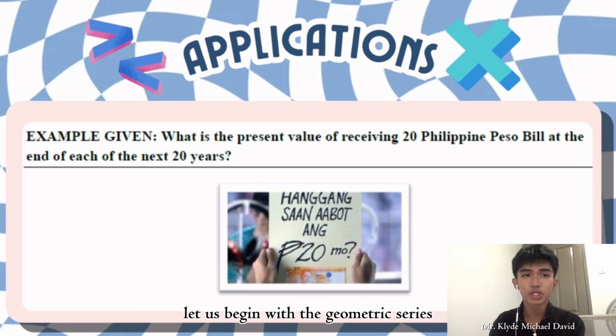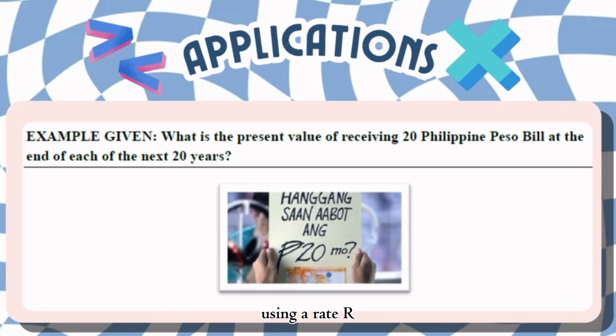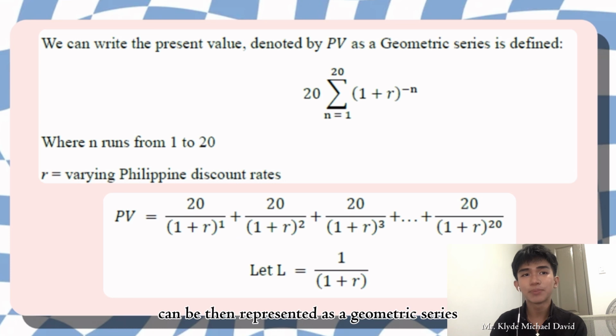Let us begin with the geometric series, which is used to determine the present value of a series of future payments. Consider this example: receiving 20 pesos at the end of each year for the next 20 years. And because of time value of money, the future 20 peso payment must be discounted using a rate r. The present value can then be represented as a geometric series.